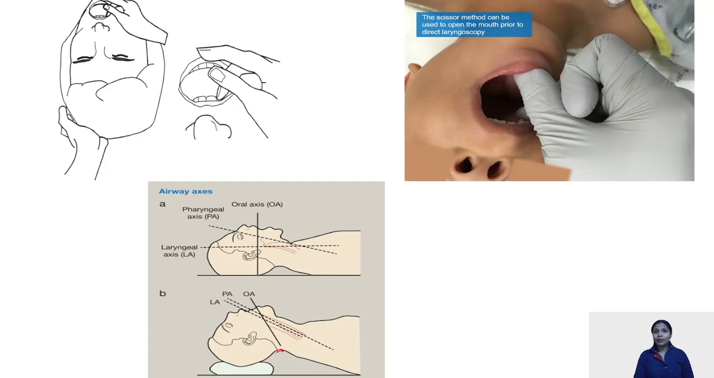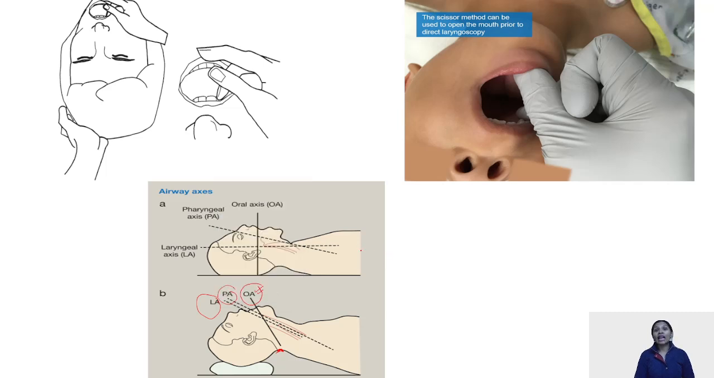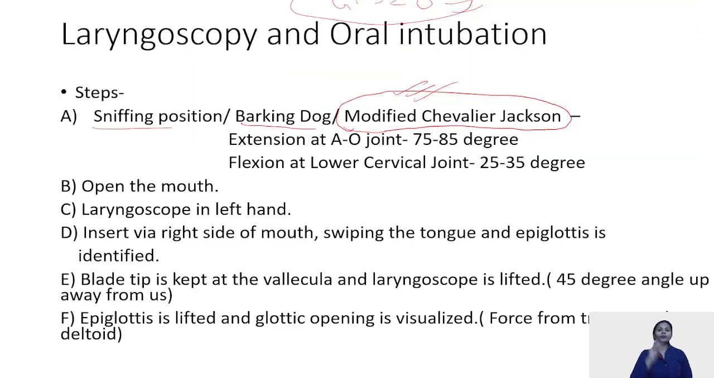The rationale behind this is that your oral axis, pharyngeal axis, and laryngeal axis all have to come in the same straight line. You have to align the three axes: the oral axis, pharyngeal axis, and laryngeal axis. If there is no extension, no sniffing position, all these three axes are not aligned to each other. Thus, this position has to be maintained.